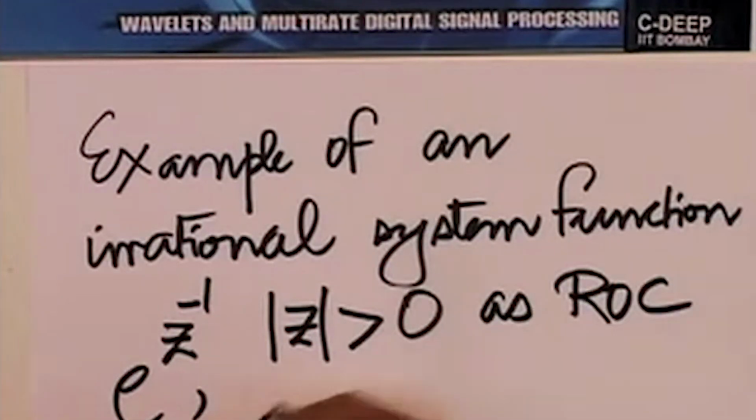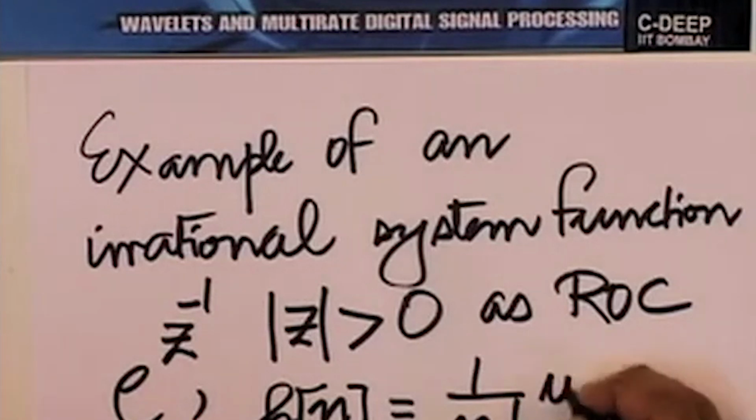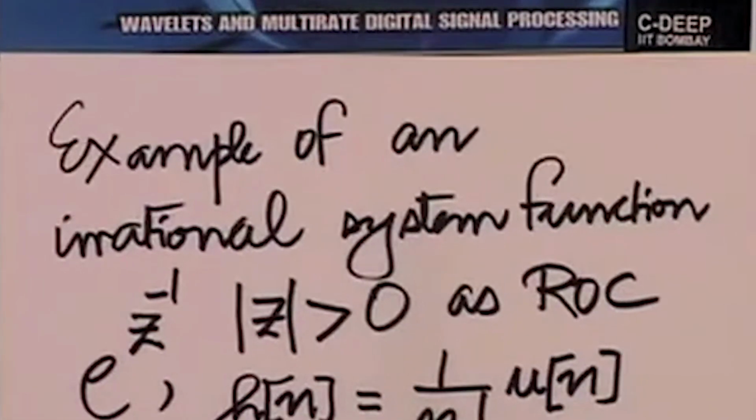And of course, the corresponding impulse response can easily be seen to be 1 by n factorial u[n], where n factorial is defined by 0 factorial is 1 and n factorial is equal to n times (n minus 1) factorial recursively for n greater than or equal to 1. Interestingly, this system is stable. So, it is not that all irrational systems are unstable, but irrational systems have a fundamental problem.